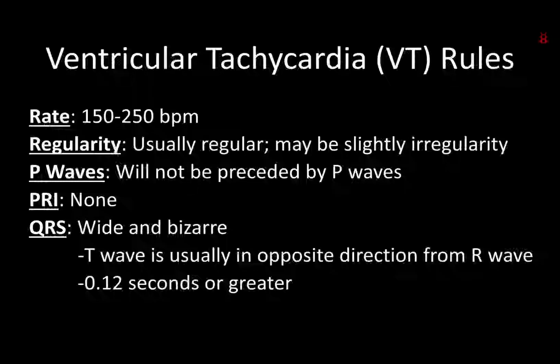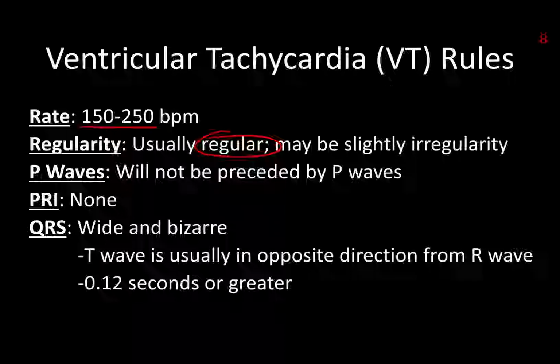At its core, ventricular tachycardia is this. It has a rate between about 150 and 200 beats per minute. It's usually very regular, but because of how fast it's moving and how big the ventricles are, it can cause some minor irregularities, but nothing major. Your P waves, you're not going to see them, and if you do, that's not the focus. No P waves, no PRI.